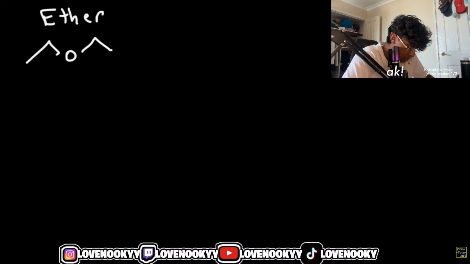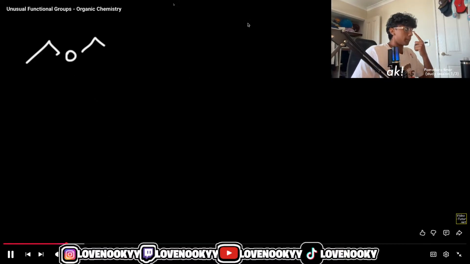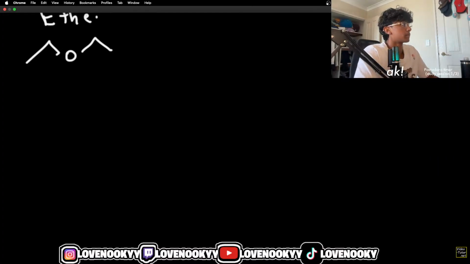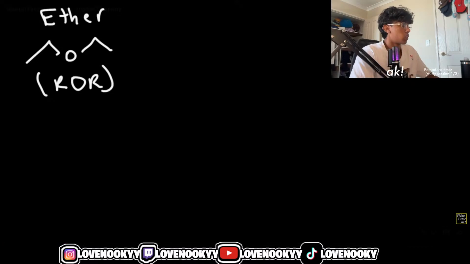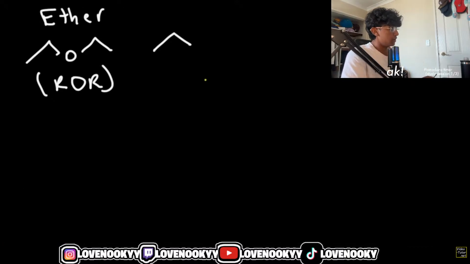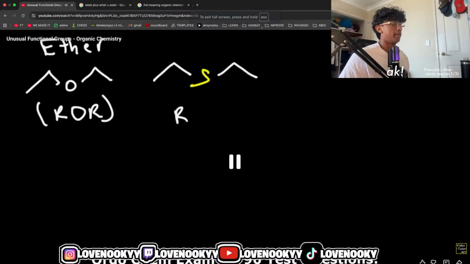This is an ether. It's abbreviated ROR. What do you think this is? If we replace the oxygen with the sulfur, we get the group RSR. What is that?